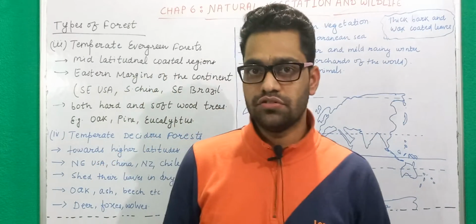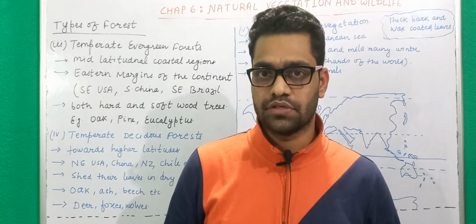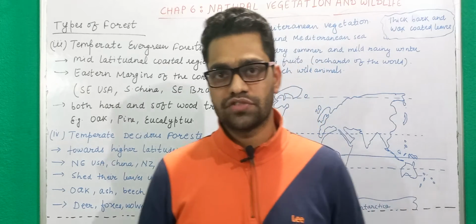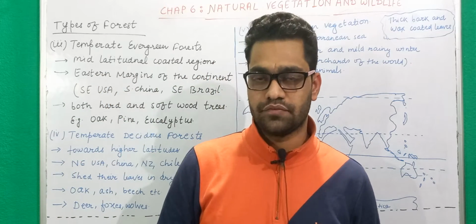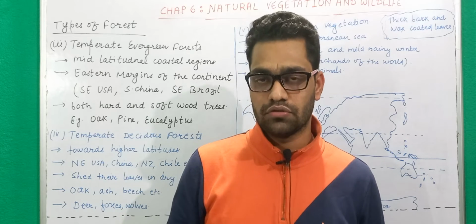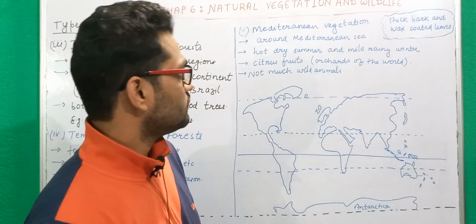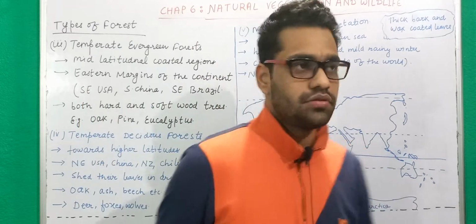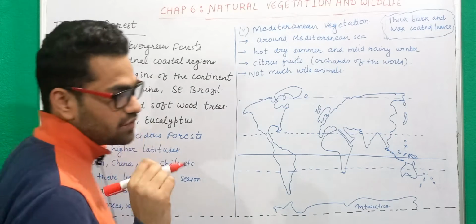In the previous video we looked into two types of vegetation, the tropical deciduous forest and the tropical evergreen forest. Now we are left with four more types of vegetation, and we will deal with all four in this video itself. So let's begin with the third type of vegetation, the temperate evergreen forests.